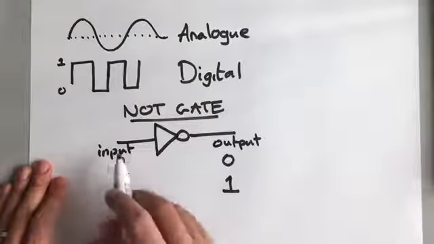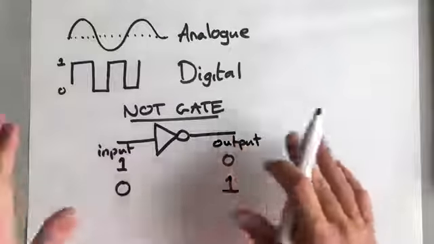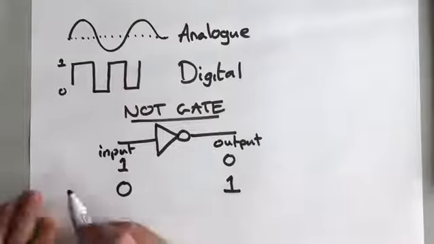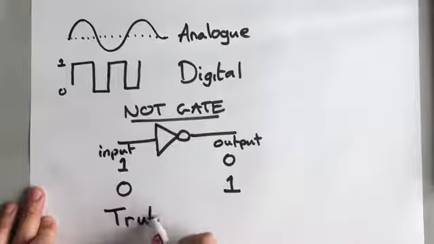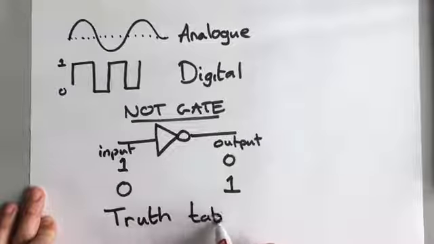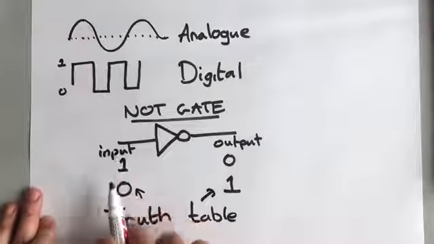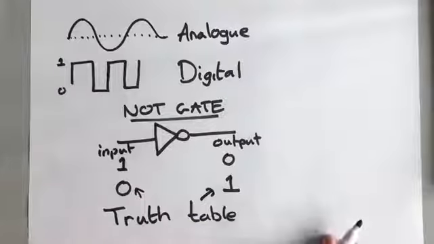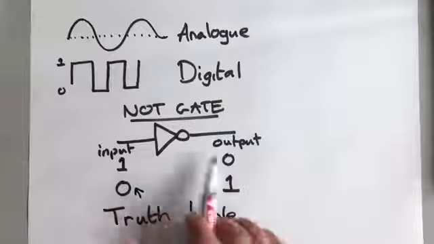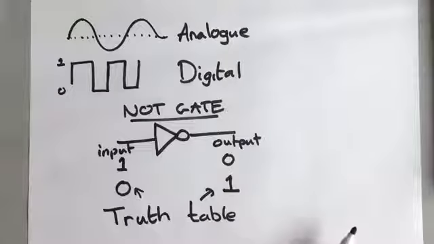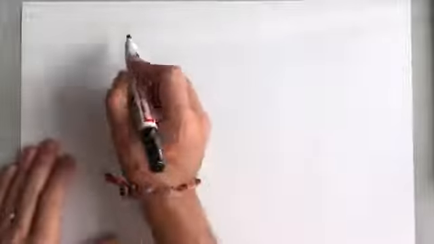Now what I've done here is I've drawn a table of almost like results for the NOT gate, and we call that a truth table. And the truth table tells you what inputs give what outputs for that particular logic gate. So the NOT gate, the most simple one, triangle with a circle, just does the opposite of what the input is. Now things get slightly more complicated when you have two inputs.